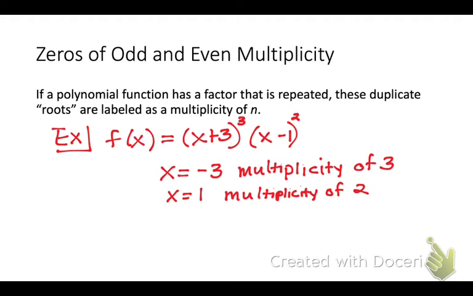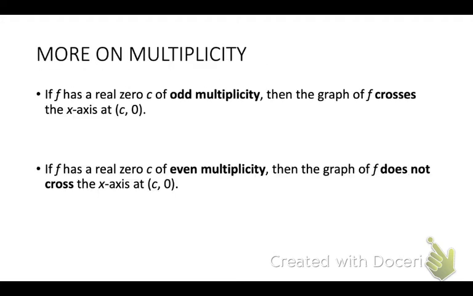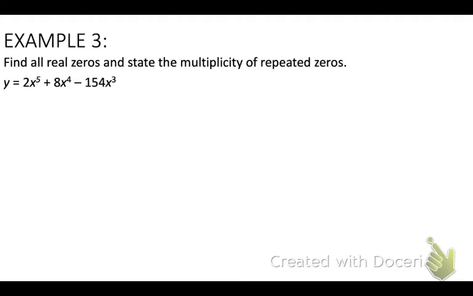Okay, so we're going to end here with a few solving polynomials. So find all real zeros and state the multiplicity of repeated zeros. So we've got y equals 2x to the 5th plus 8x to the 4th minus 154x to the 3rd. So we need to solve for our zeros, which means we're just going to set this equal to 0. Solve for x.